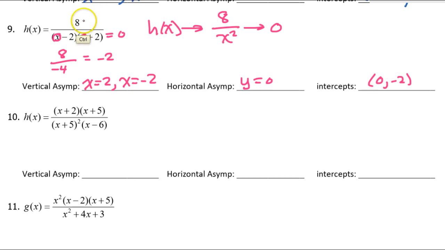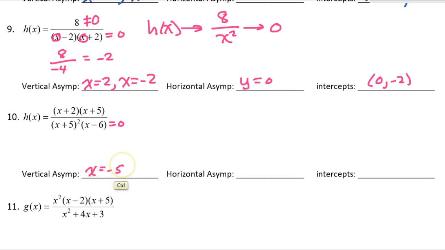Now the x-intercepts come from setting the numerator equal to 0, but in the numerator I just have 8. 8 can't equal 0. That means there are no x-intercepts. So again, the vertical asymptotes are going to come from the denominator. If I set these equal to 0, that's going to give me x equals negative 5 and x equals 6. So those are my two vertical asymptotes.